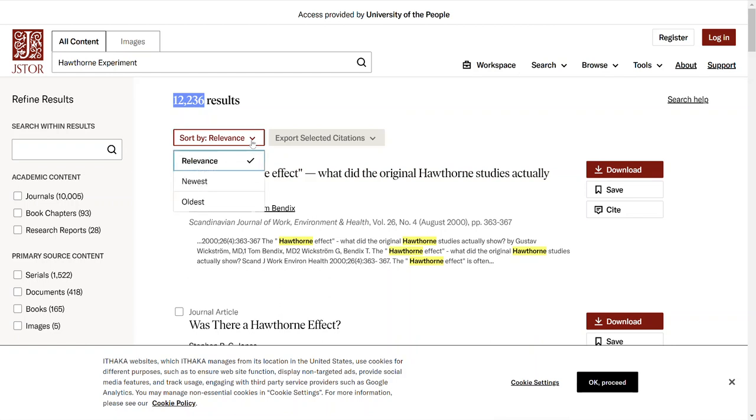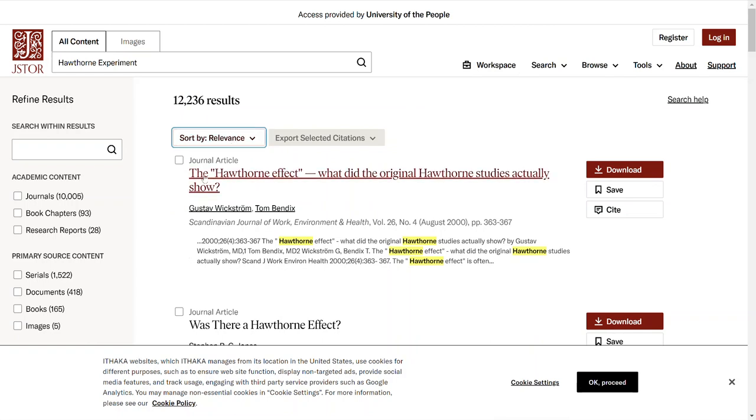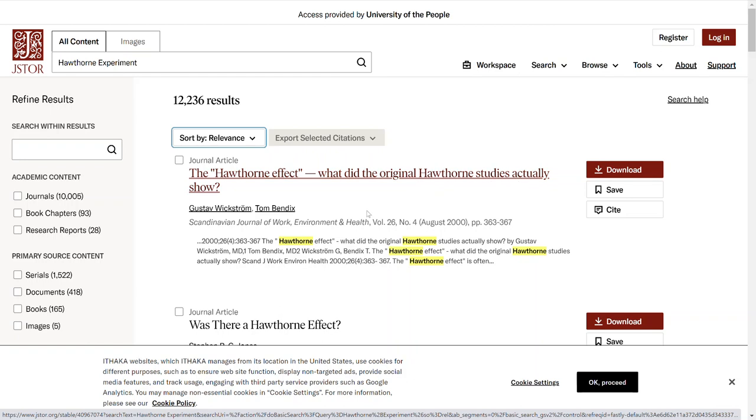We could say, well, I don't care so much about relevance. I want to see what's newest, or I want to see the oldest. But let's just stick with relevance and see what JSTOR came up with. So here it says, here's an article called The Hawthorne Effect. What did the original Hawthorne studies actually show?